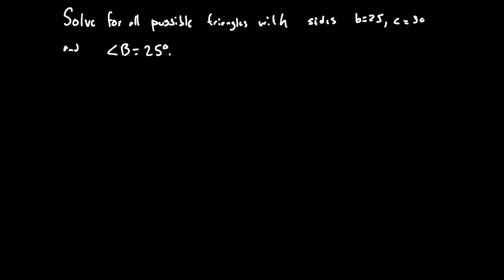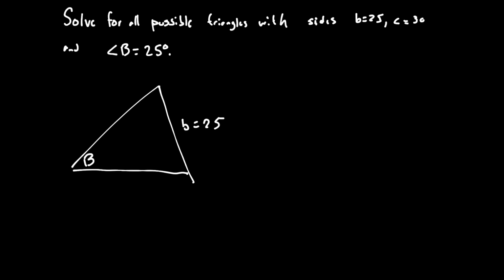Let's solve for all possible triangles with sides b is 25, c is 30, and angle B is 25 degrees. We'll go ahead and draw a schematic of our triangle. We'll call this side b, which is given by 25, which means this angle here is capital B, which is 25 degrees. We'll call this side c. This is given by 30, which means this is a capital C and this is a capital A. So this side over here has label a.